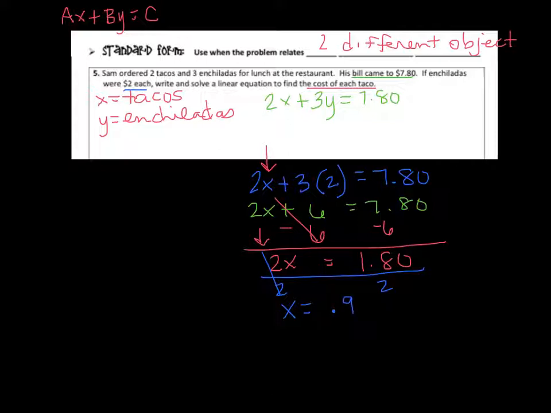Now, I'm not just going to leave this as x equals 0.9 because I want to go ahead and answer the question that was being asked. And the question was, what is the cost of each taco? So I'm actually going to write out that each taco costs 90 cents. Okay? So if you look at this problem, there were 2 tacos at 90 cents each and 3 enchiladas at $2 each. And if I did that math, it would equal $7.80, which was the cost of his bill.